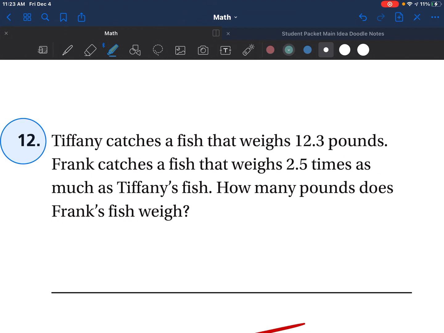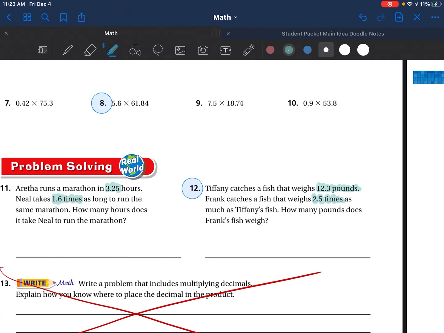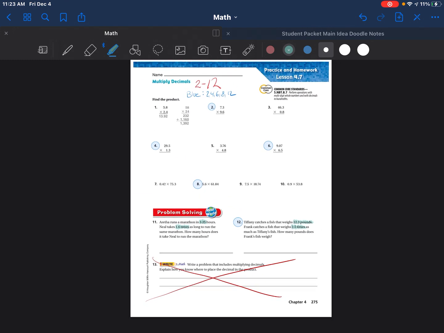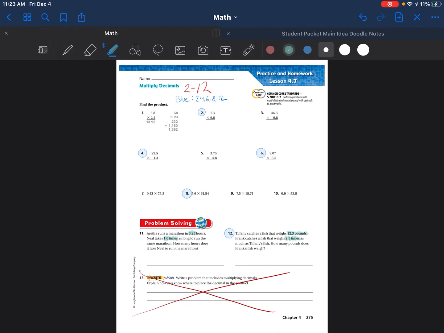Number 12, Tiffany catches a fish that weighs 12.3 pounds. Frank catches a fish that weighs 2.5 times as much as Tiffany's fish. How many pounds does Frank's fish weigh? Again, just multiply the two numbers. Don't forget to label, and you'll be all done and get it turned in on Google Classroom for the day.